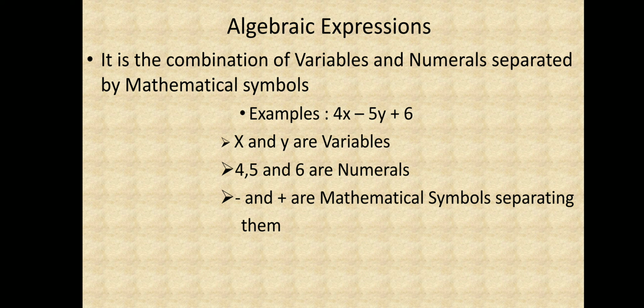Now 4, 5 and 6 are numerals. As they are numbers, we call them numerals. So there is nothing more to this. 4, 5 and 6 are numerals, and minus and plus are the mathematical symbols separating them. The main mathematical symbols are plus, minus, divide and multiply. In this expression we have the mathematical symbols minus and plus. So now we know what a variable is, what a numeral is, and what a mathematical symbol is. Let's move further.